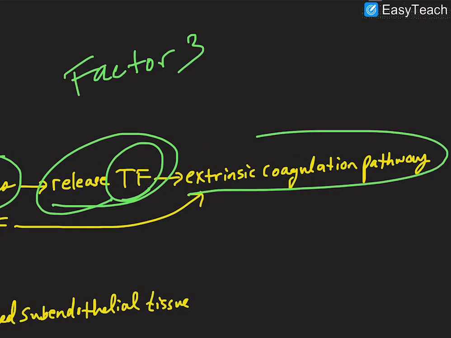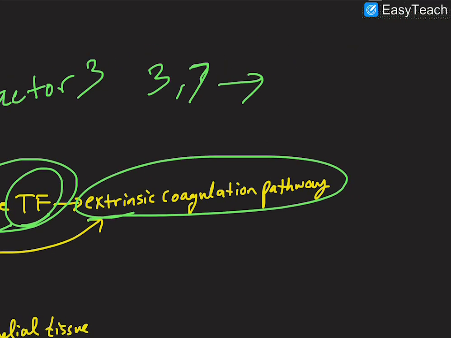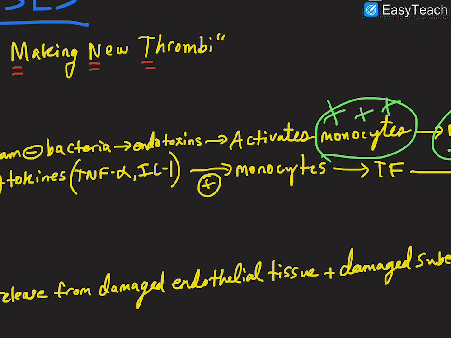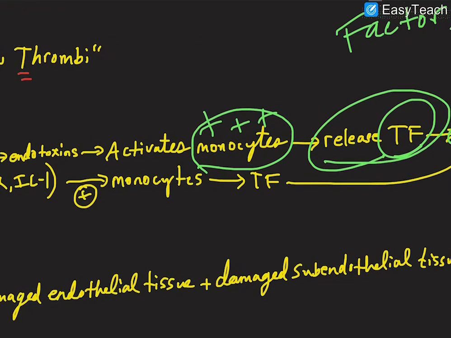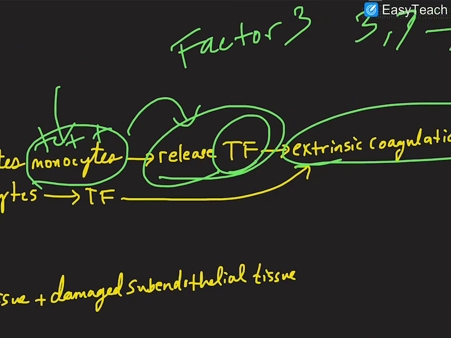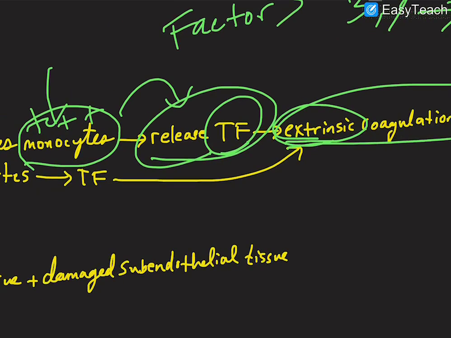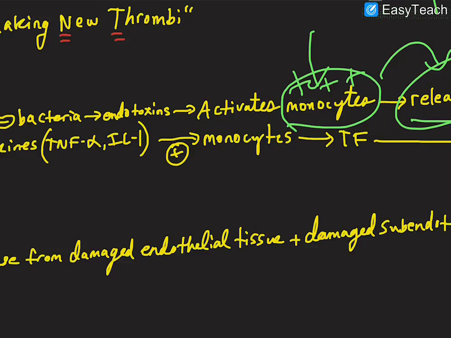What coagulation factors are involved in the extrinsic pathway? Factor 3 and factor 7, and then they go on to converge into the common pathway, which is factor 10. So again, the endotoxins from the gram-negative bacteria activate your monocytes in your bloodstream. Then your monocytes can release a lot of tissue factor, which will then activate your extrinsic coagulation pathway, leading to fibrin formation and clot formation. So that's one way you start forming a lot of clots.